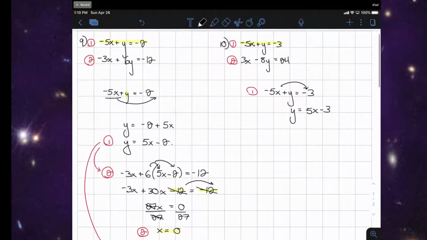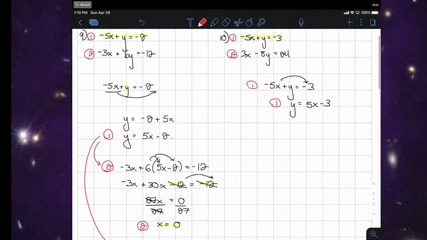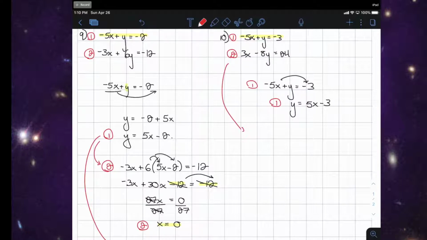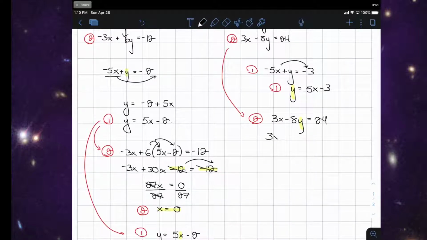So we get y is equal to 5x minus 3. And now I'm going to do my substitution step. So this is my rearranged equation 1. And now I'm going to bring down equation 2, and I'm going to use my substitution. So I have 3x minus 8y equals 24. And again, I notice that I have my y rearranged already, and I have y in this equation. And so when I plug in, I get 3x minus 8 times (5x minus 3) equals 24.